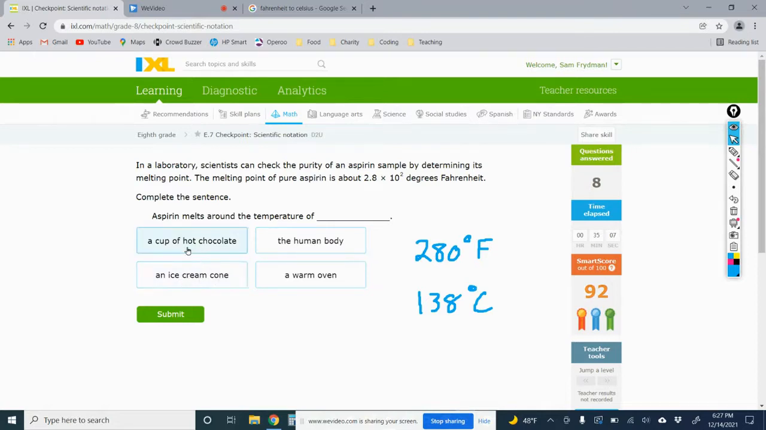Is it the temperature of a cup of hot chocolate? It's probably even too hot for a cup of hot chocolate. This is really hot. This would scald your tongue if you tried drinking hot chocolate at this temperature. So, no. Is it the temperature of a warm oven? Yeah, you might set your oven to 280 degrees Fahrenheit if you were cooking something. So that seems to be the best way to complete this sentence over here. So, aspirin melts around the temperature of a warm oven. Okay, that's interesting.